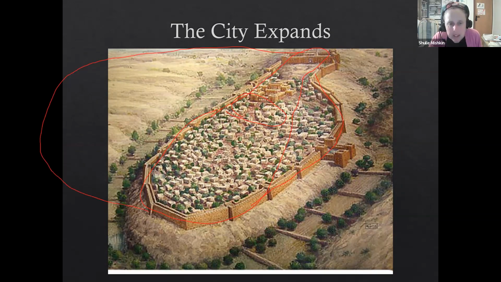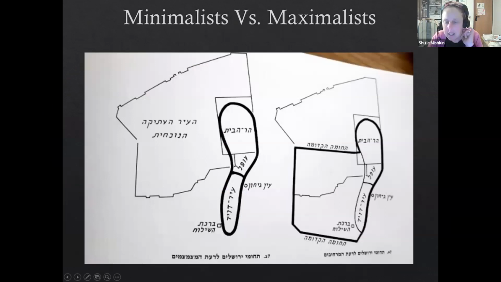So we have the Jebusite city, we have King David's edition, we have Solomon's edition, and then we have a much later edition of the wall that goes all the way down into the valley. This is obviously an artist's rendering, and there are things that are incorrect, but there's a lot that's correct and helpful.